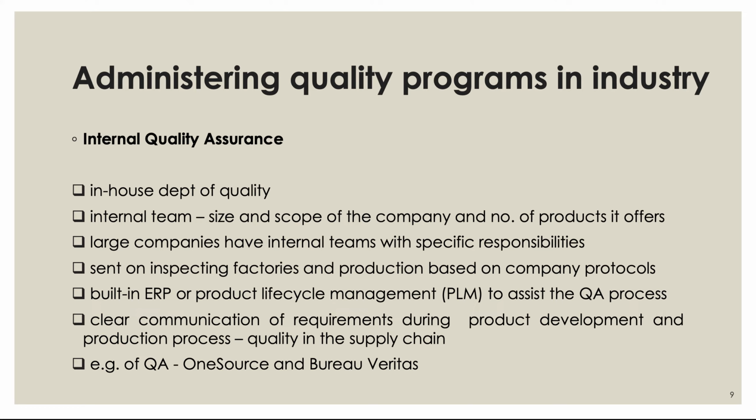Now, to keep tight control on both internal and external quality assurance processes and procedures, companies are nowadays also using the existing functionality built into ERP, or enterprise resource planning, or product lifecycle management systems. They are used to assist companies in the quality assurance process. Again, in any supply chain, I've already mentioned many times the importance of clear communication.